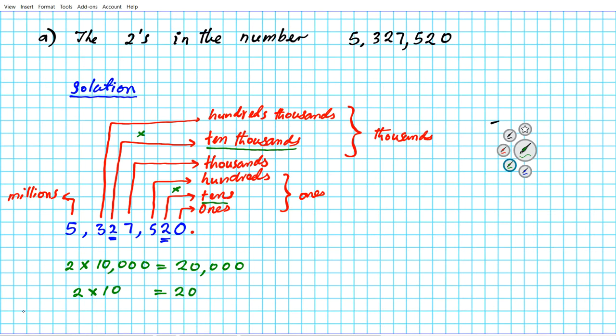All right, so let's write it down. The value of the 2's are 20,000 and 20, which is 20,020. All right, so that's that for this one.